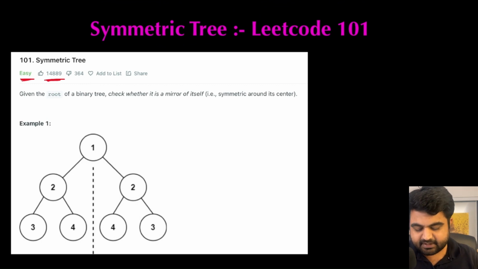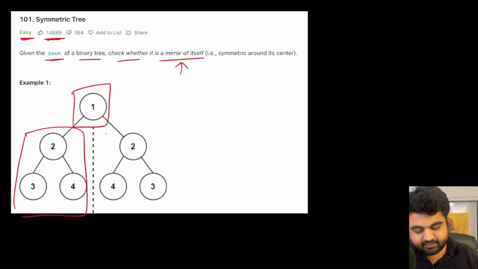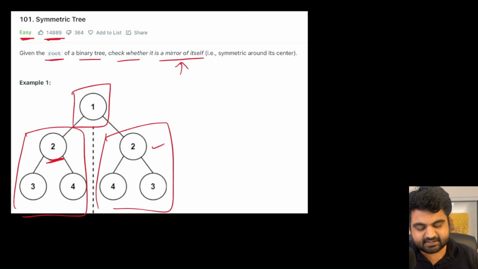The problem statement is very straightforward. We are given the root of a binary tree and we need to check whether this binary tree is a mirror of itself or not, which we can see from the example. Notice that ignoring this root node, if we compare the subtrees of this root node, we can see that they are exact mirror copies of each other, which means this left node is the same as this right node.